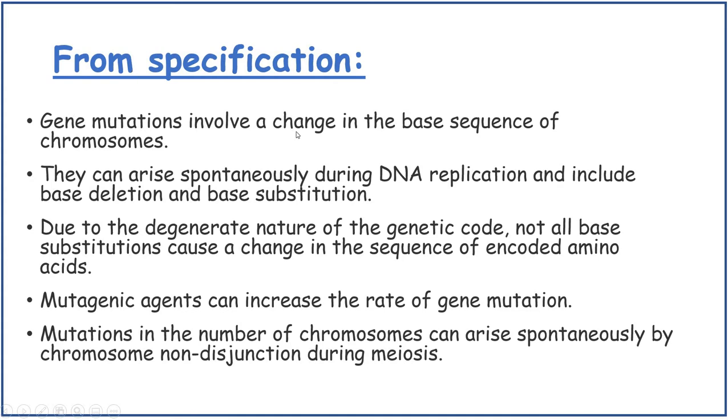Gene mutations involve a change in the base sequence of chromosomes. They can arise spontaneously during DNA replication and include base deletion and base substitution. Due to the degenerate nature of the genetic code, not all base substitutions cause a change in the sequence of encoded amino acids. Mutagenic agents can increase the rate of gene mutation. Mutations in the number of chromosomes can arise spontaneously by chromosome non-disjunction during meiosis.